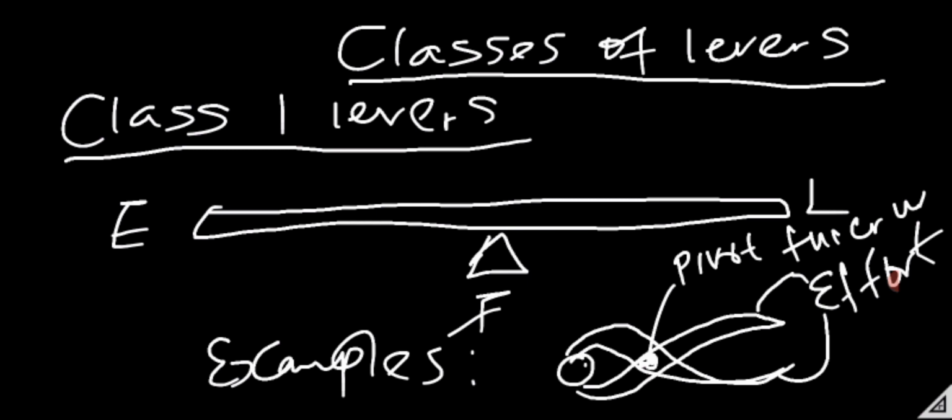Then this point is where you will put the load. So if you observe, we have the effort here, we have the fulcrum at the center, then we have the load, which is at the last point. So in this case, this plier is an example of a class 1 lever.